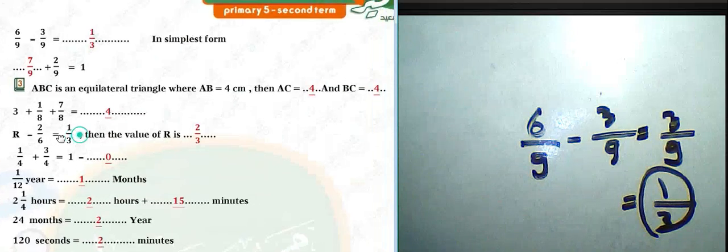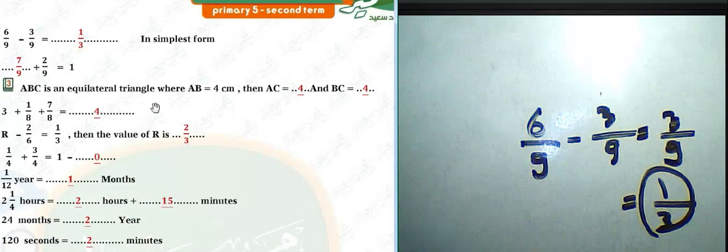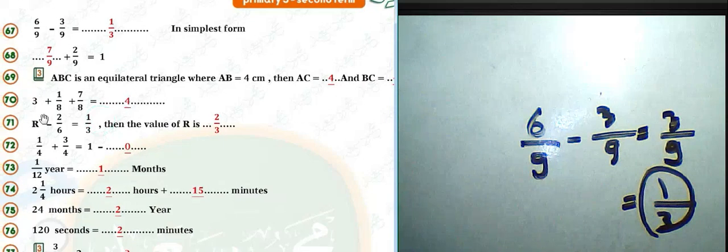ABC is an equilateral triangle. Here AB equals 4 centimeters, and then AC equals 4 and BC equals 4 centimeters, because we called it an equilateral triangle. 3 and 1 over 8 plus 7 over 8, we can simplify this example by the same denominator of 8.